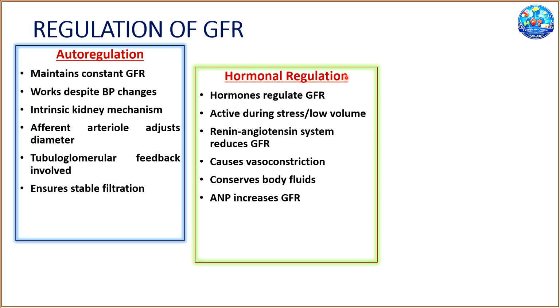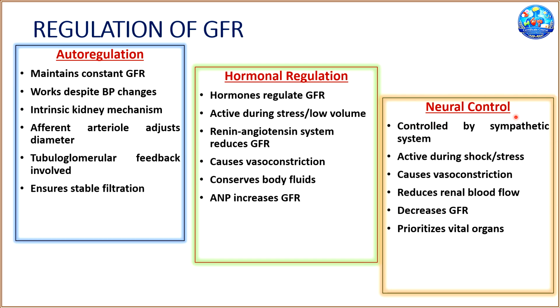The next type of regulation is hormonal regulation. Hormones also regulate the glomerular filtration rate. They are very much activated during stress or when there is low volume. We have the RAS system, that is the renin-angiotensin system, that reduces GFR. These hormones also cause vasoconstriction and thereby there is conservation of body fluids. Even ANP increases the glomerular filtration rate.